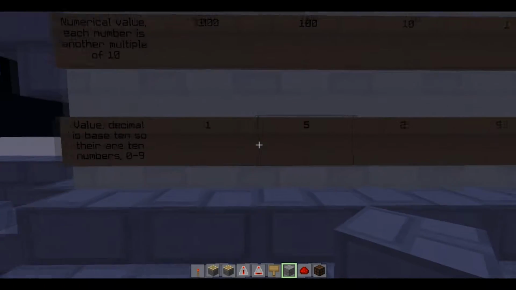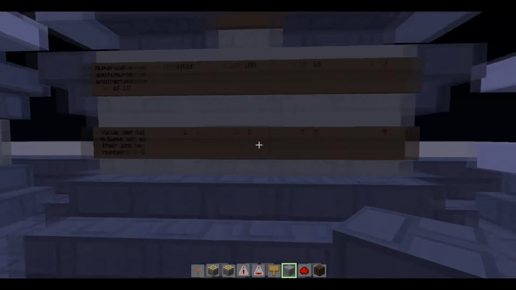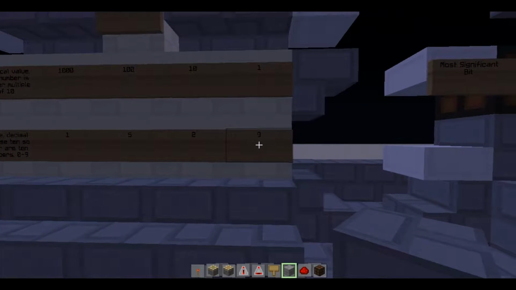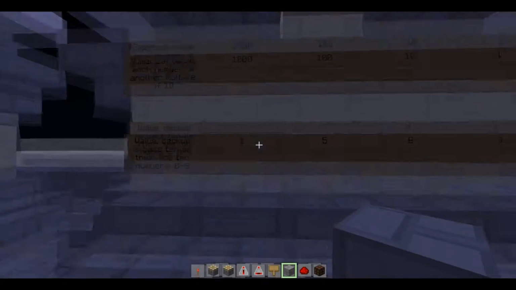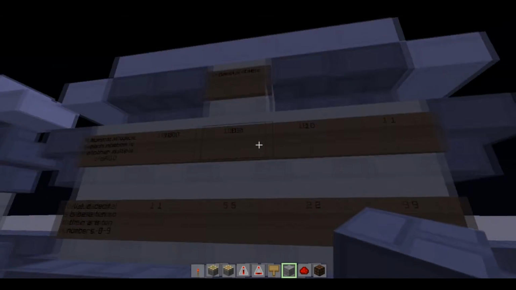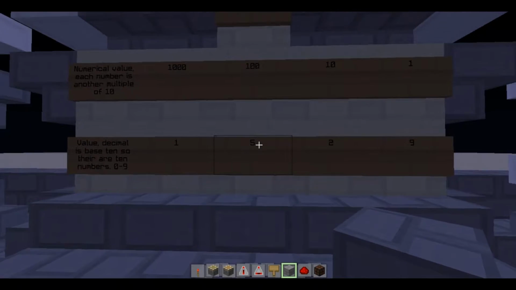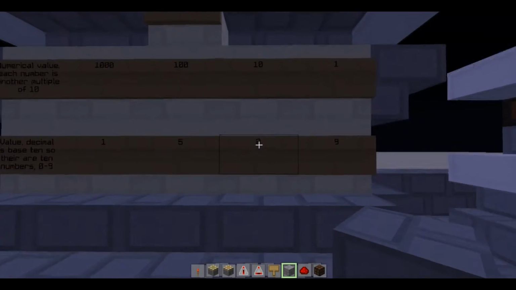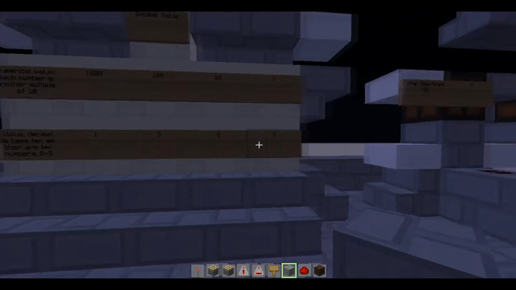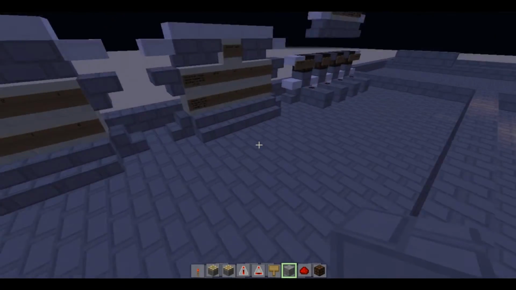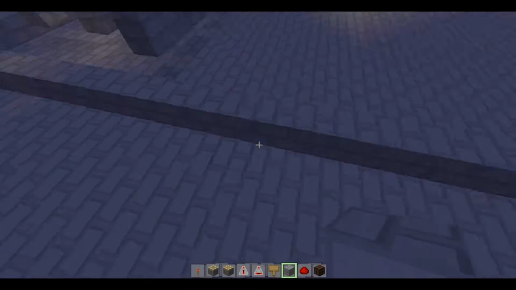So looking at this number, you know that this is 1529. Now that also works if we look at the graph. We've got 1000 times 1 is 1000, 100 times 5 is 500, 10 times 2 is 20, and 1 times 9 is 9, 1529. So that's the way each of these languages work.